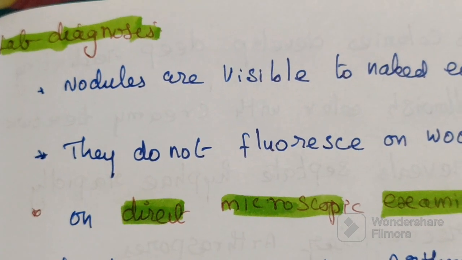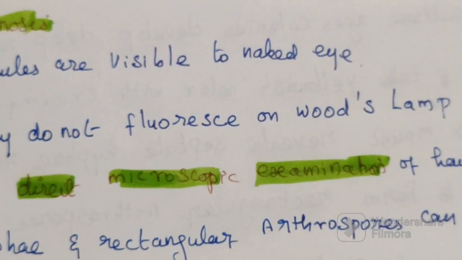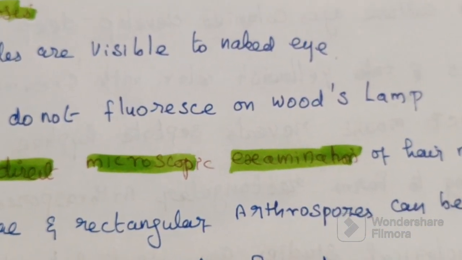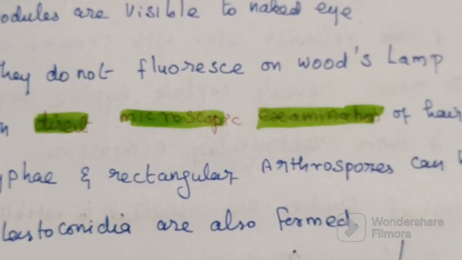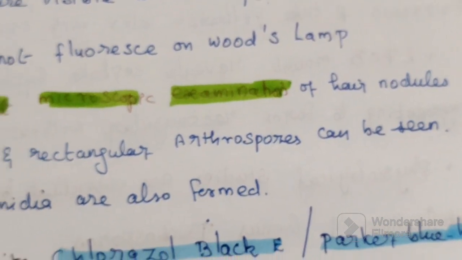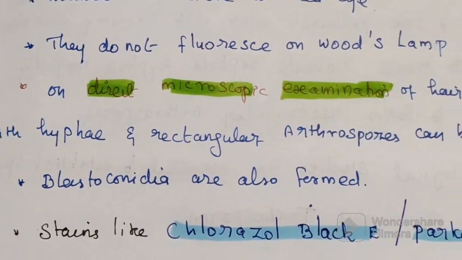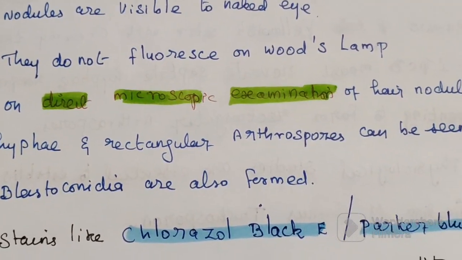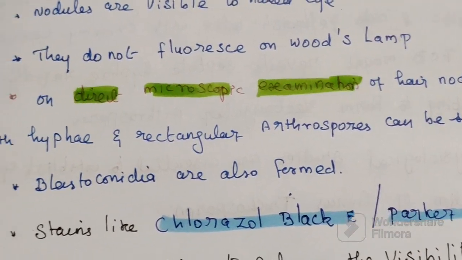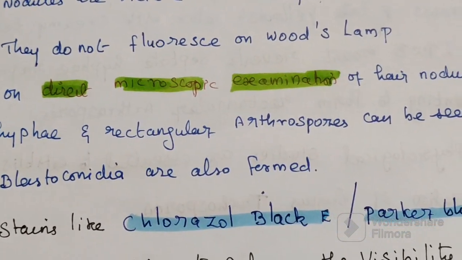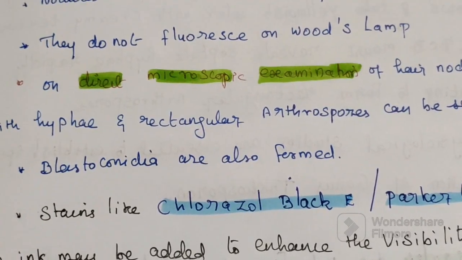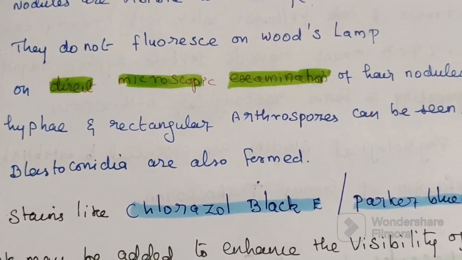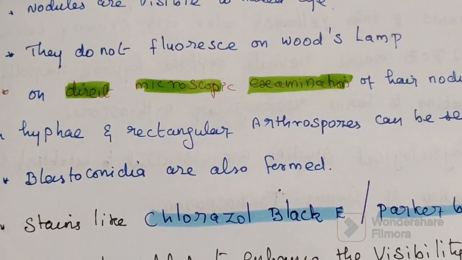Next, laboratory diagnosis of white Piedra. The nodules are visible to the naked eye. They do not fluoresce under Wood's lamp. On direct microscopic examination of hair nodules, hyphae and rectangular arthrospores can be seen. Blastoconidia are also formed.